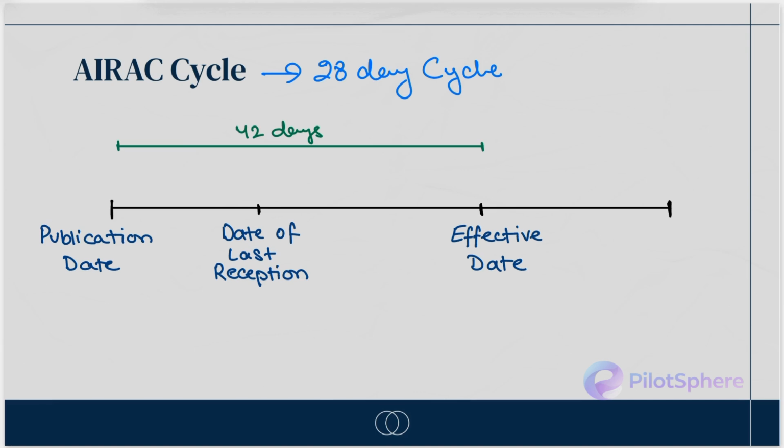This is the date by which the information should reach the end users. End users are the airline's operators, owners. So from the date it is published, which is 14 days before, to 28 days before the effective date, you need to send this information out and it should reach the end user.